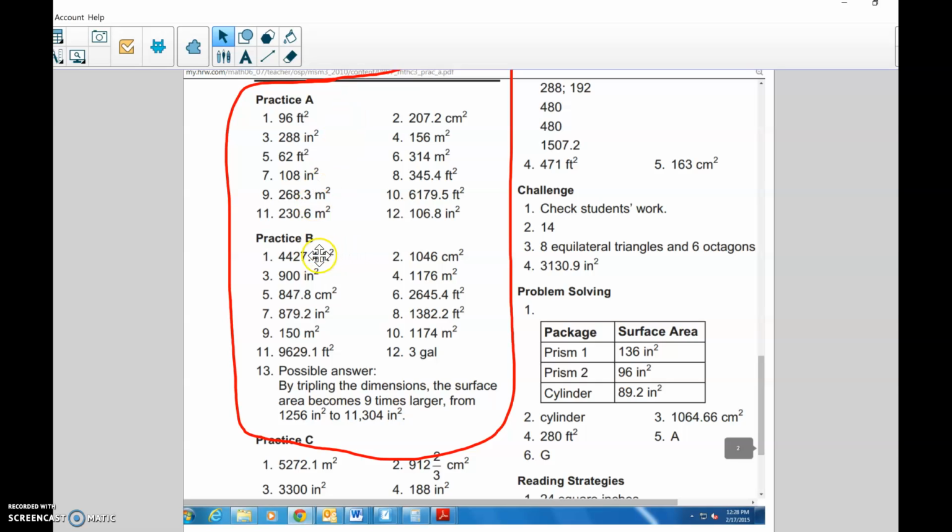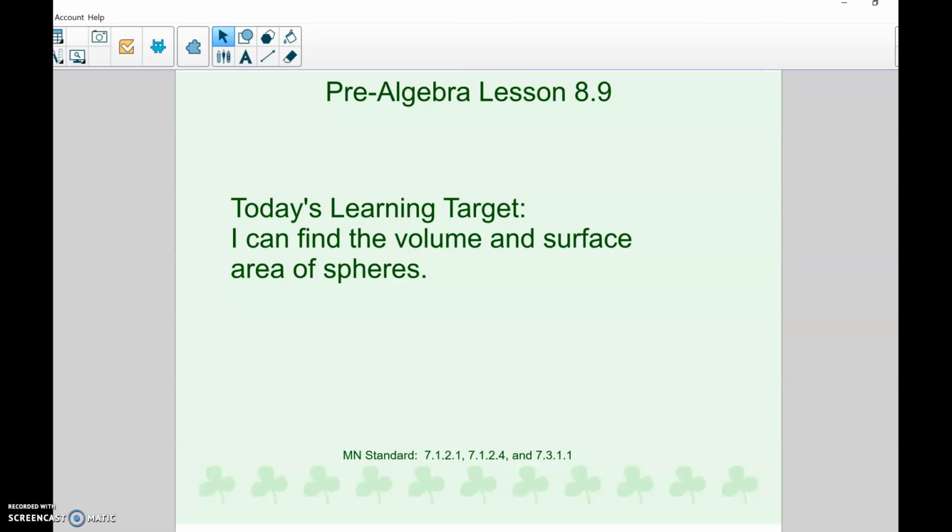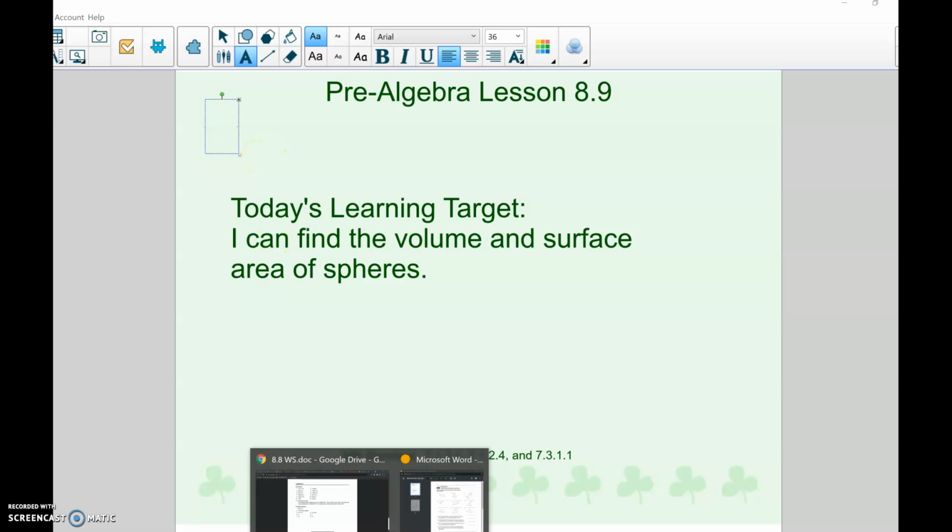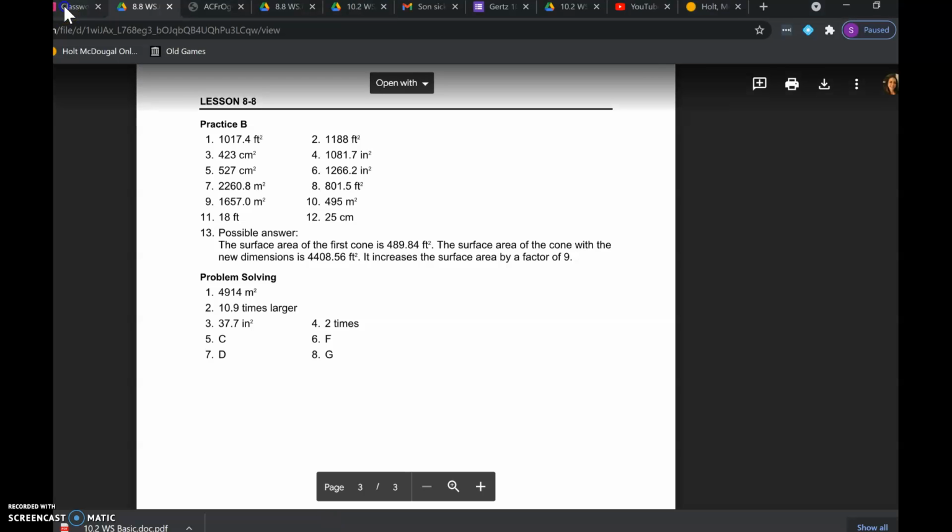All right, so today we are doing spheres. So let's write in our planner. In your planner, your homework is a book page. So let's see.